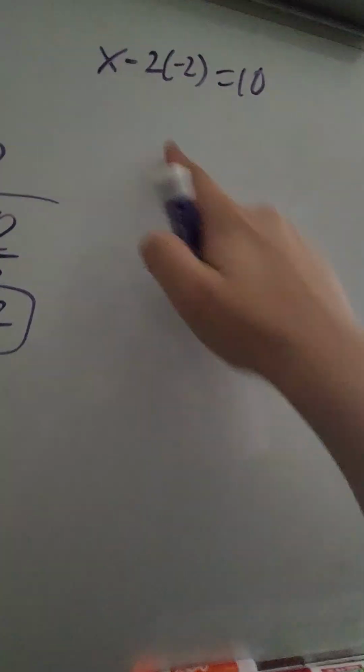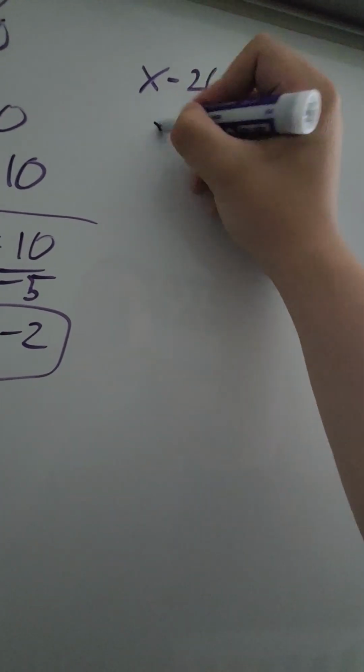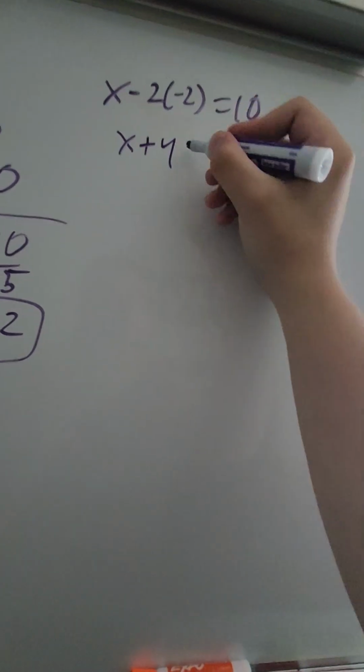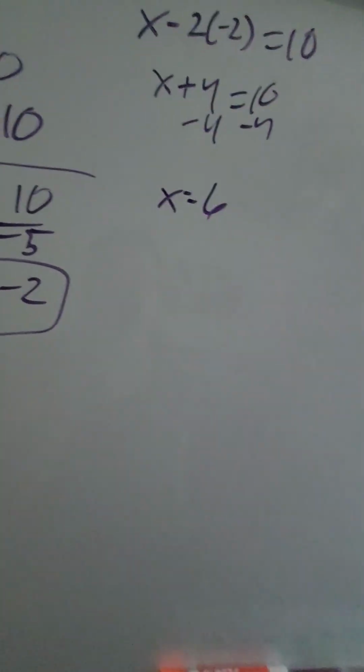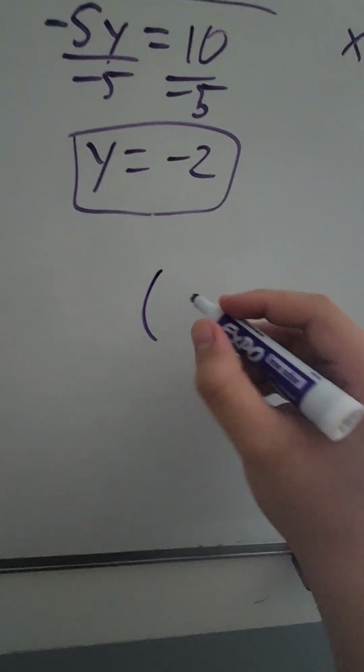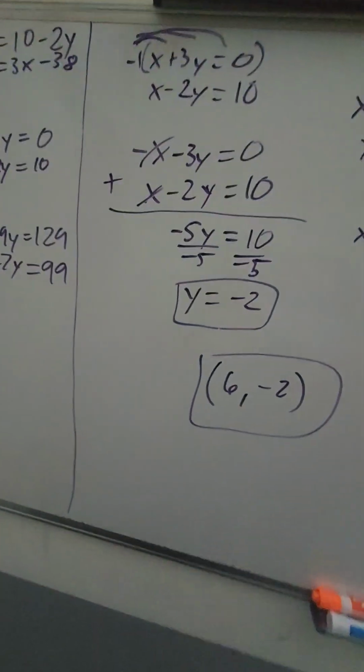So we see that we have a negative 2 and a negative 2, that would be negative 4, so that would be x plus 4 equals 10. Subtract 4, we see that x is equal to 6. So now we see that our final answer is 6, negative 2, and don't forget to always check the answer if that is correct.